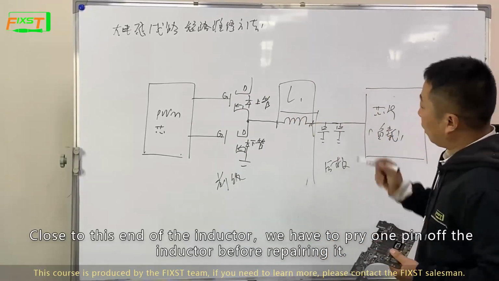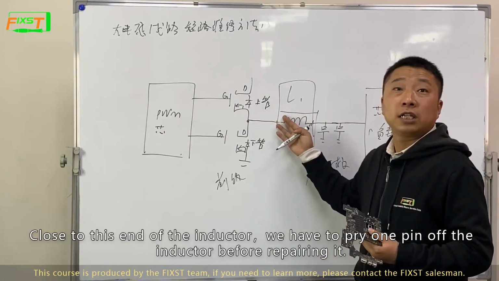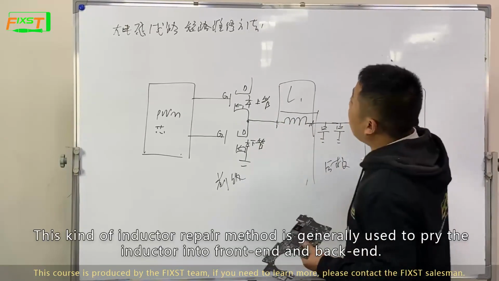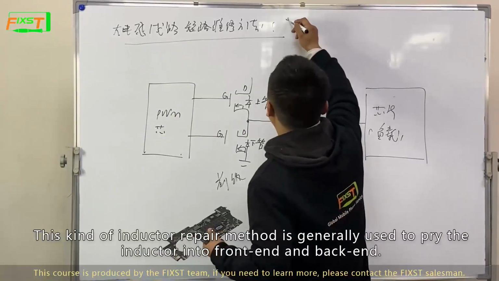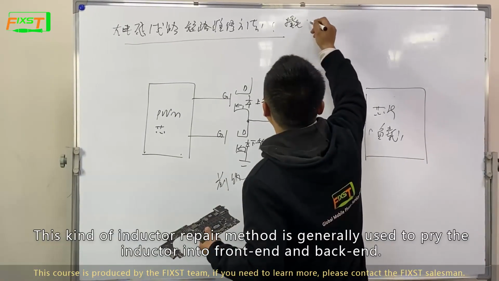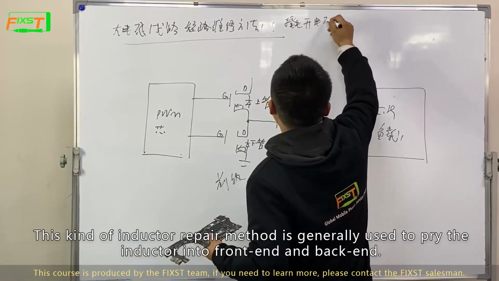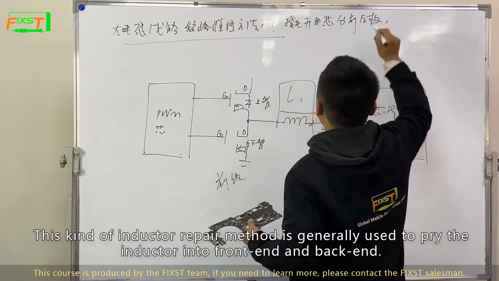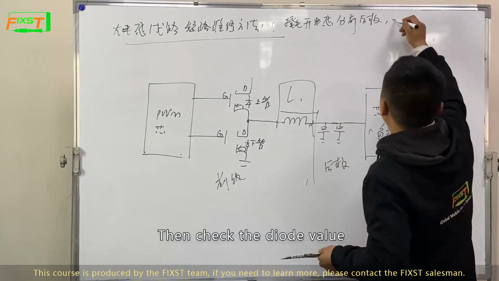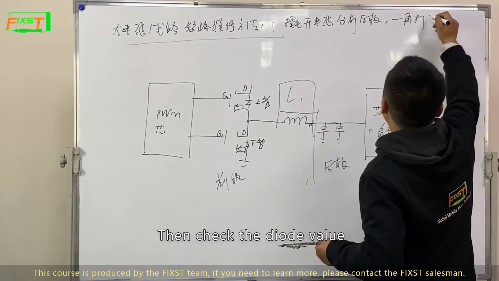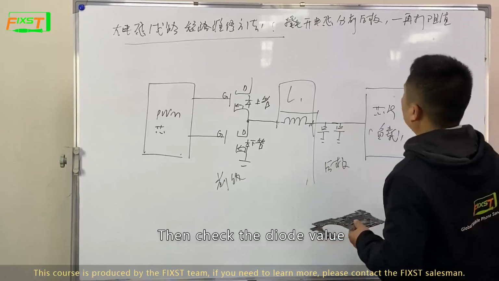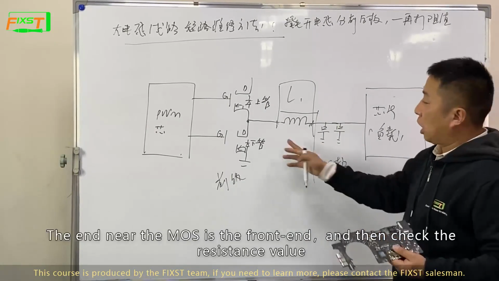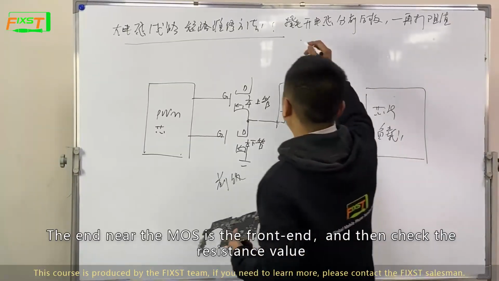Close to this end of the inductor, we have to pry a pin of the inductor before repairing it. Look at whether the front end is open circuit or the back end is open circuit. This kind of inductor repair method is generally to pry the inductor to separate the front end and back end. Then check the diode value. Then pry a pin of the inductor. The end nearest is the front end, and then check the resistance value.